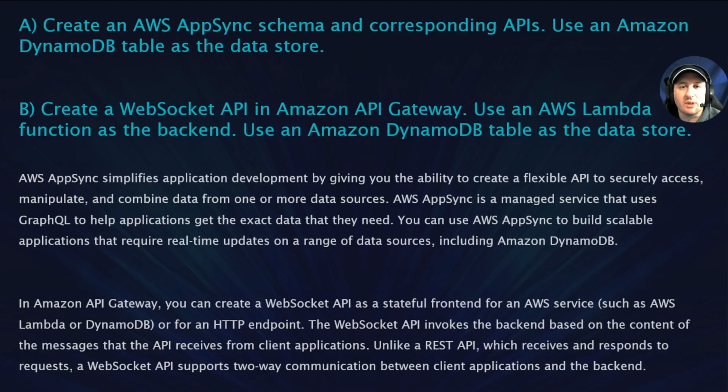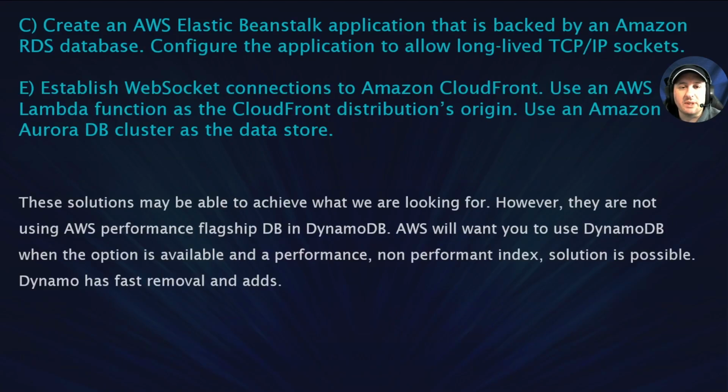So let's look at the ones that weren't selected and why. The Elastic Beanstalk option, the problem with this one is it uses Amazon RDS. RDS is great for large queries and formatting your tables, but it's not quick in response time, so it's not our best option in this solution. The other option, using AWS Lambda with CloudFront, uses Aurora DB, which again is not DynamoDB, so it's not our best option in this solution. So that's why these two were not chosen.